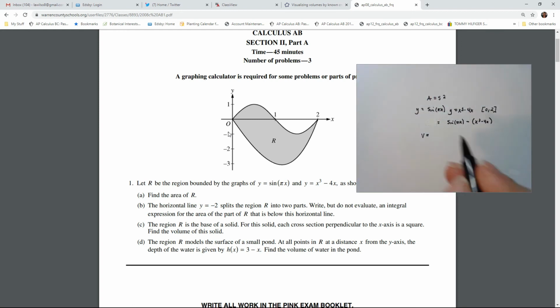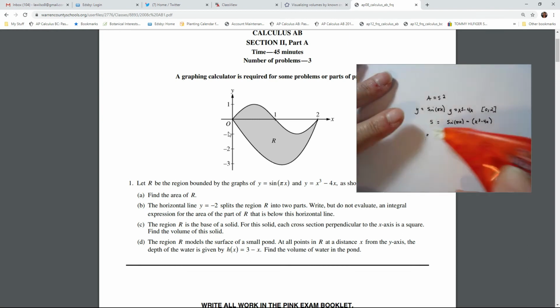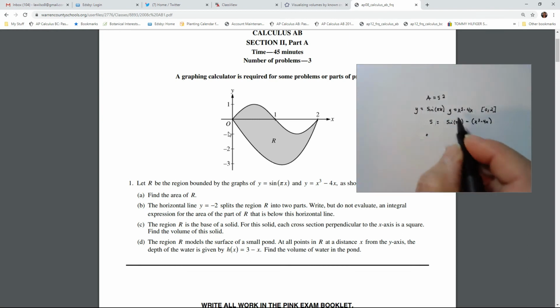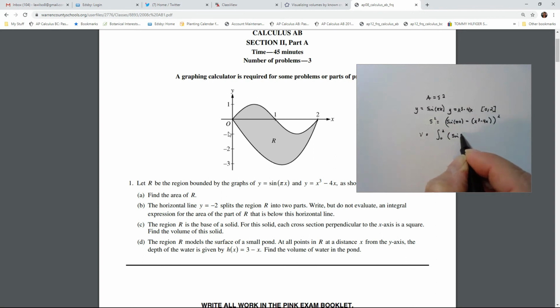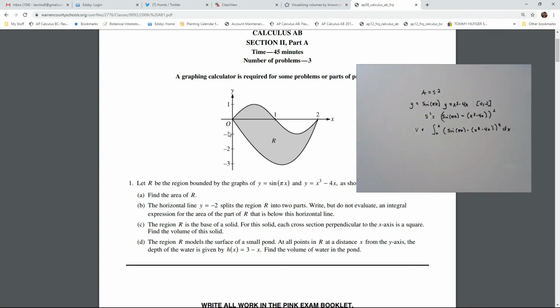This is the length of the side, right? So side squared would be that. So volume will be the integral from 0 to 2 of this nightmare. And again, don't expand it out, just leave it alone. And why? Because your calculator is going to do that for you. Throw that thing into your calculator. Now this is another battle, putting it into your calculator correctly.